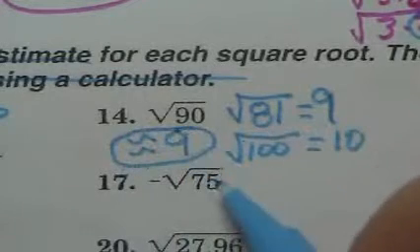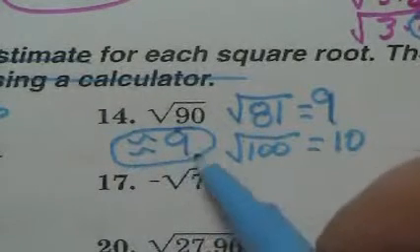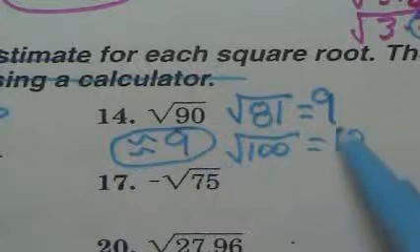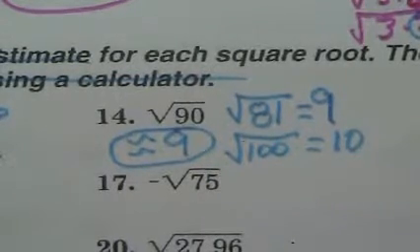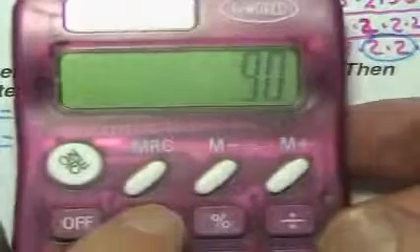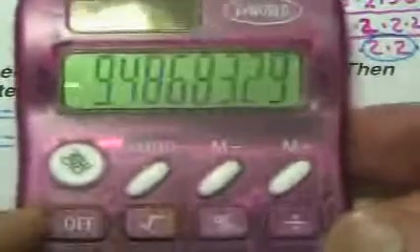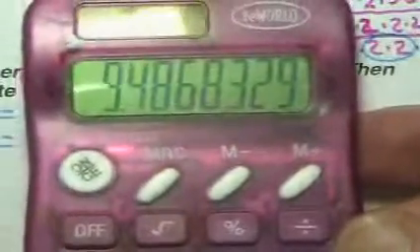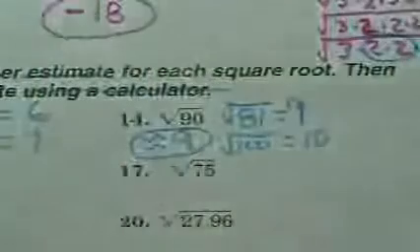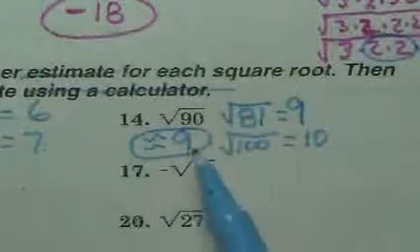It'll be like 9.4 something, but it won't be past 9.5. Just to prove it to you, if I press 90 and then square root, look at that, 9.48. So see, it's closer to 9 than it is 10. It's closest to 9.